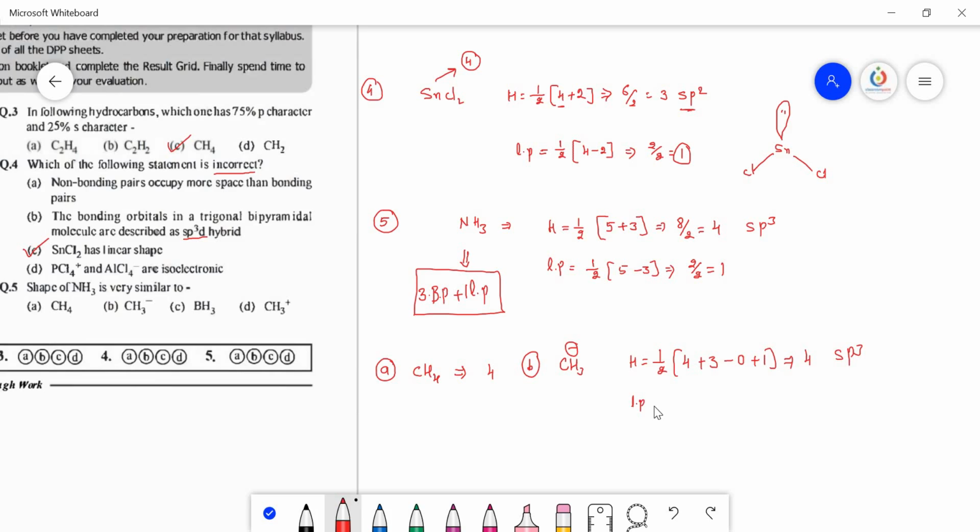Now let us calculate the lone pair of electrons. That is half into the valency of the carbon, 4, minus the total number of bonds, 3, minus no positive charge, plus 1 negative charge is there. So it is equal to 4 minus 3, 1. So 1 plus 1, 2. So 2 by 2 is equal to 1 lone pair of electrons. So this pattern and this pattern are the same, meaning they will have the same structure. So option B is correct.